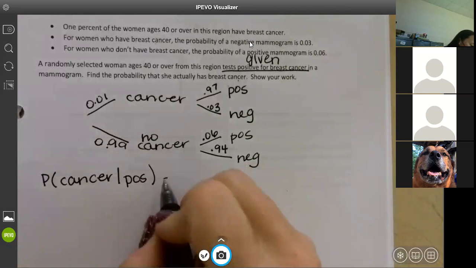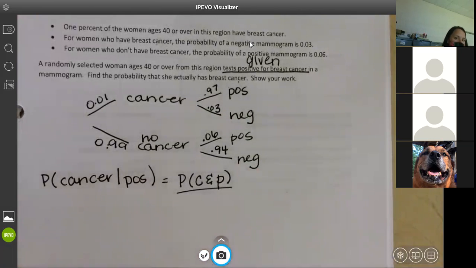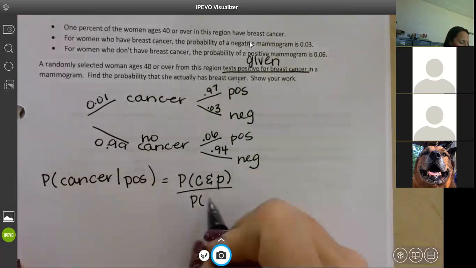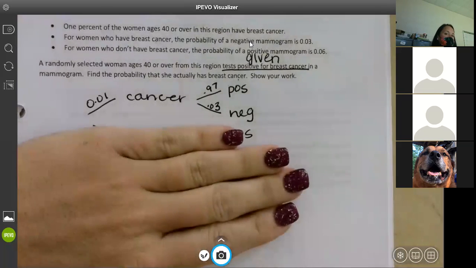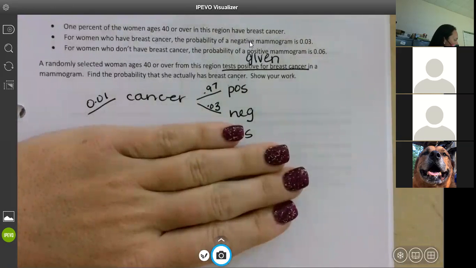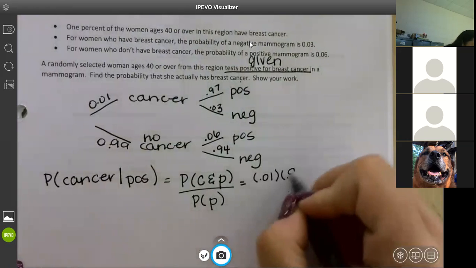Okay, be careful. So on the top, cancer and positive. What's going to be on the bottom? Probability of positive. All right. So cancer and positive. So we're only looking at this one. What's your probability of cancer? 0.01, and probability of positive? 0.97. You have to multiply those together, okay? So 0.01 and 0.97.